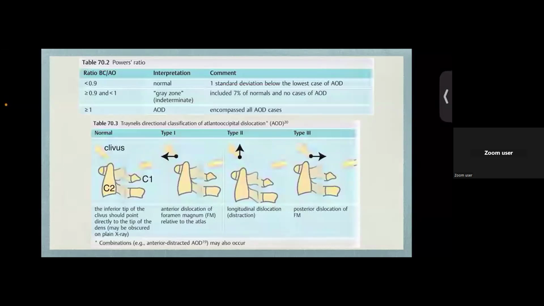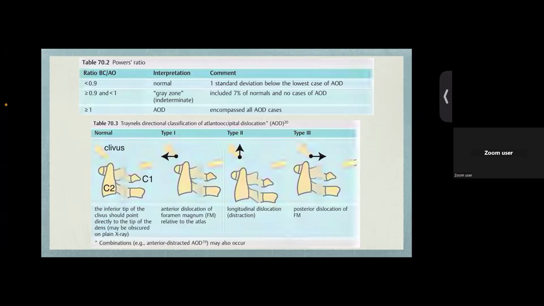This initial table shows the Powers ratio. Less than 0.9 is considered normal. From 0.9 to 1 is a gray zone, indeterminate. And once it's more than or equal to 1, it's interpreted as an AOD, right?